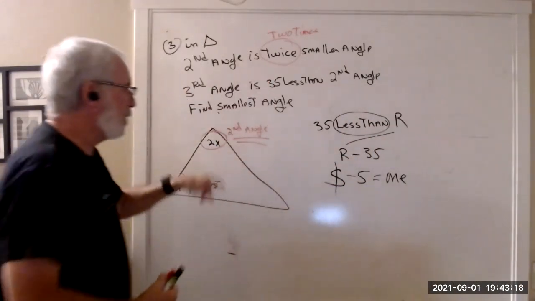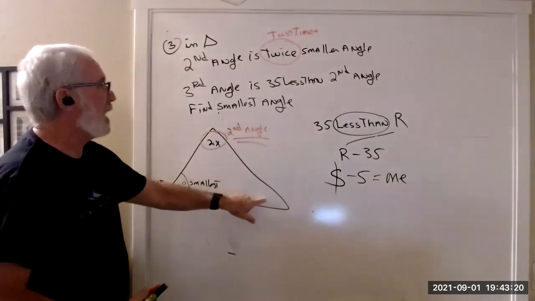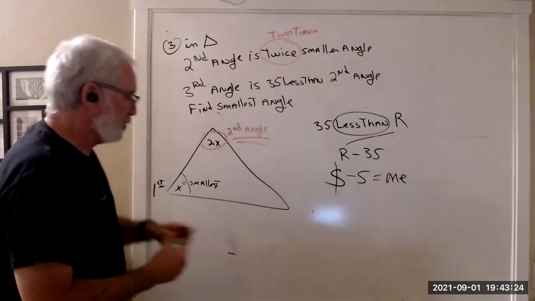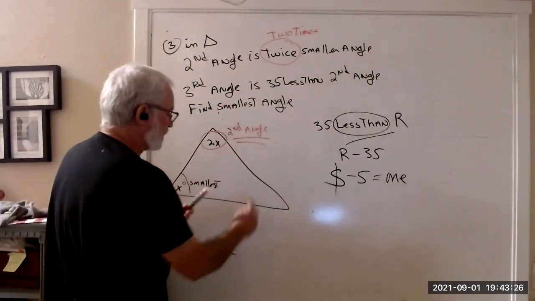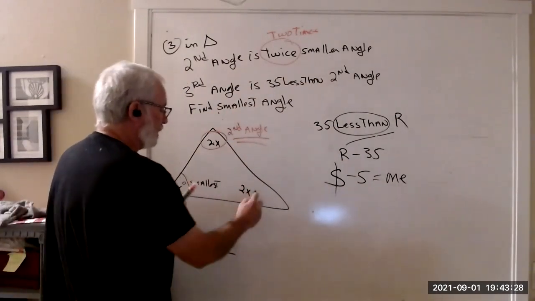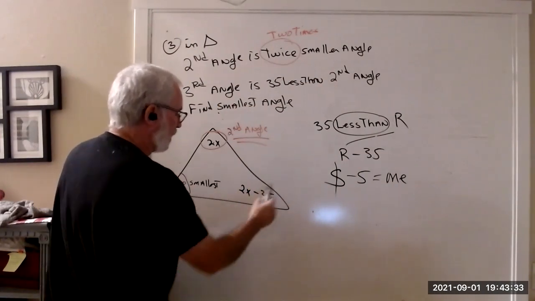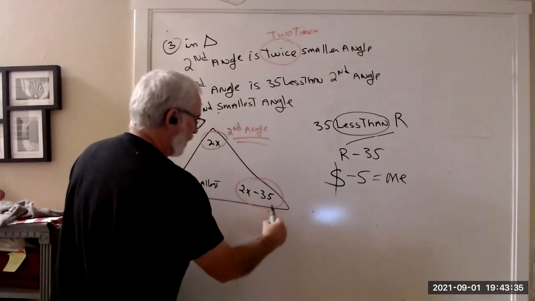So back to here, what am I talking about? The third angle is 35 less than the second angle. So the third angle here has to be the second angle less 35. This whole thing represents the third angle.